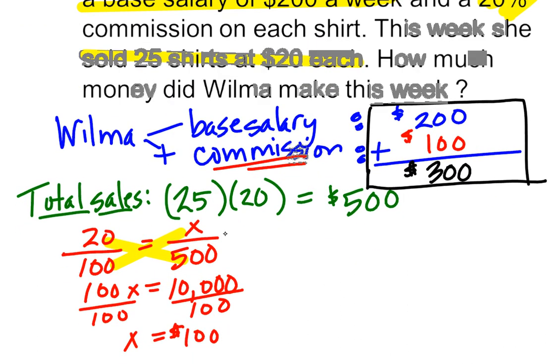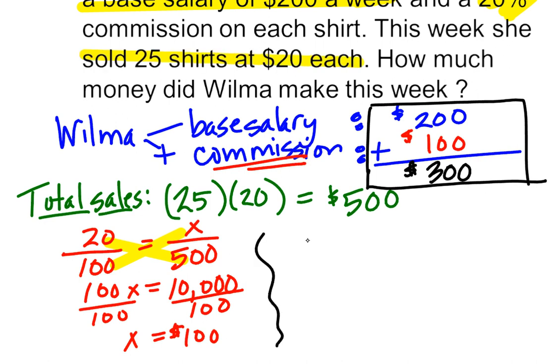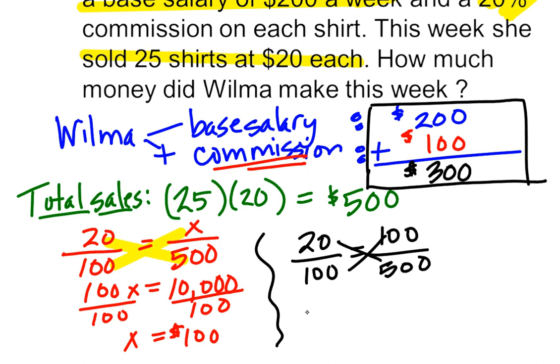Once again, we should always check our solution. So I'm going to do that really quick over here to make sure that it is 100. 20 over 100 equals 100 over 500. We're going to cross multiply. 100 times 100 is 10,000. And 500 times 20 is also 10,000. So this seems to work out.